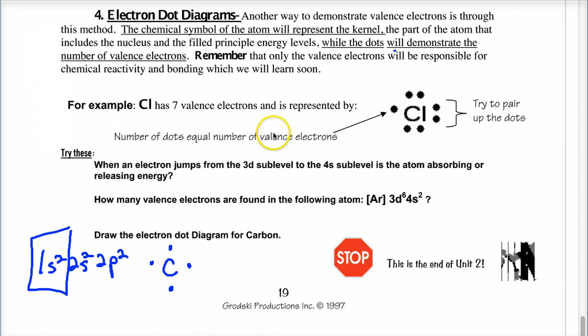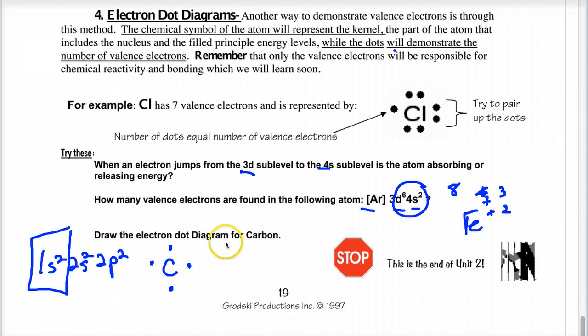Okay, let's answer these questions. When an electron jumps from the 3d to the 4s, of course, energy is being released because you're getting back to the nucleus. And of course, how many valence electrons are found in this atom? 3d6, 4s2. Well, in truth, that's iron. You can say 8, I would accept, but you can do 3 or 2. When you look up iron, it tells you the 2 charges it likes to become.